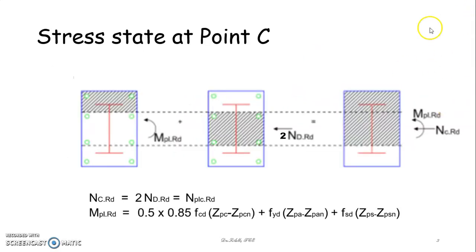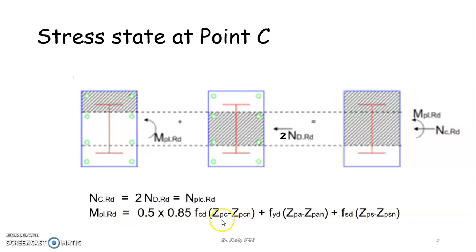This is the stress block we have seen in the previous lecture. To get the stress block of point C, it is derived from the stress block of B. So from this expression, it is well known that the stress at C is the plastic resistance of the whole column cross section and a compression N_cRd, where N_cRd is twice the N_pmRd. To calculate the plastic resistance of a column cross section, you have to use this expression.